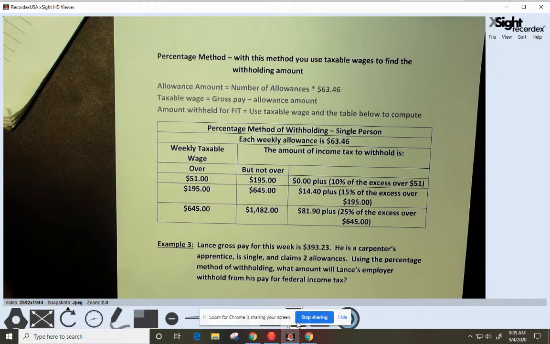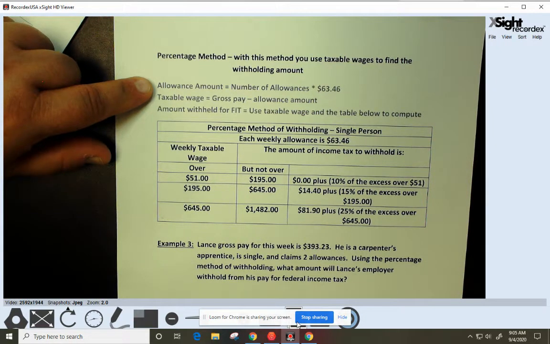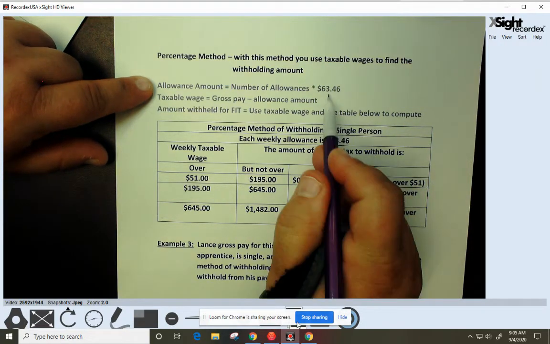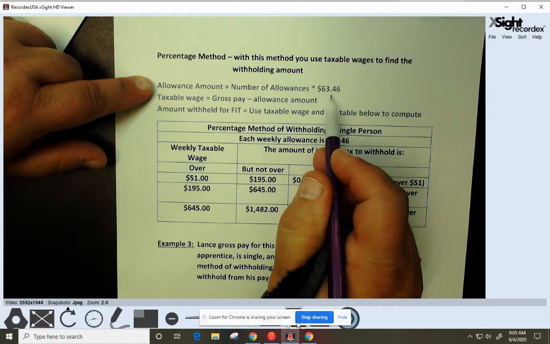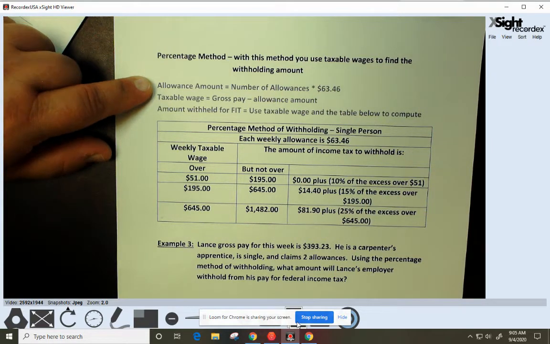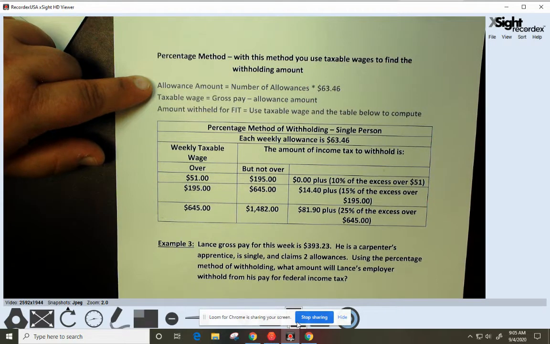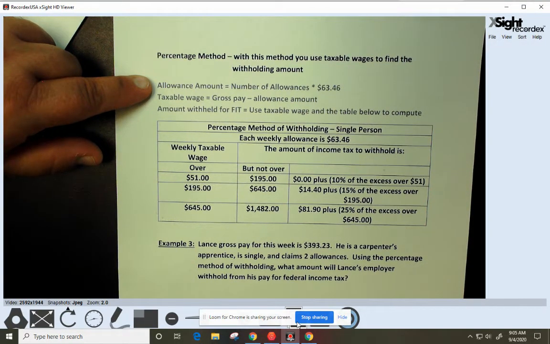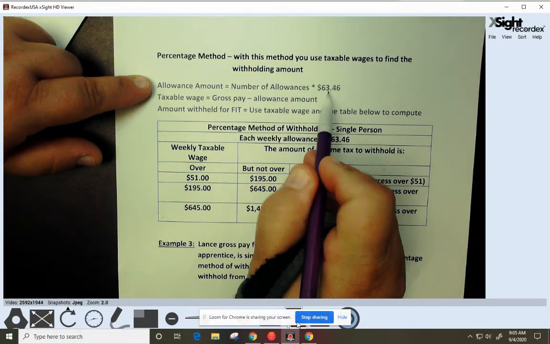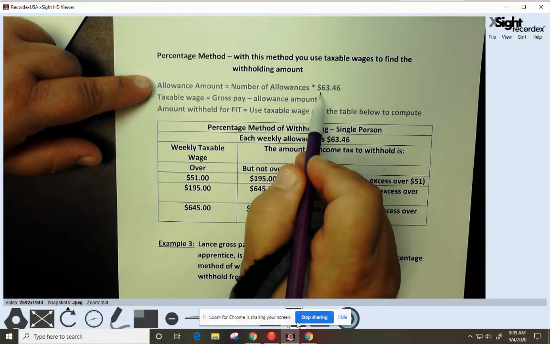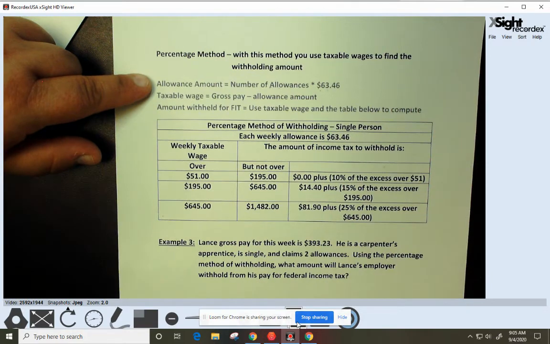Now I want to quickly show you how to do the percentage method. In the percentage method, I've kind of laid out the steps. The first thing you've got to do is get your allowance amount. This number has recently changed in the last few years. But for us, we're going to say that every allowance that you claim is $63.46 for you. And then if you have two allowances, to know how much allowance amount I'd get, you just multiply the two things together. That's my first step.